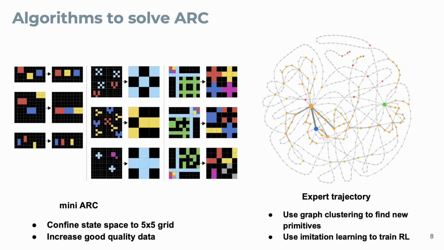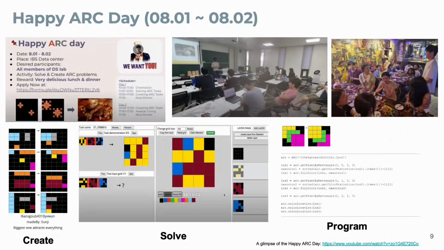We also needed expert trajectories so that we could use methods such as graph clustering to find new primitives. Currently, we are also thinking of using them for imitation learning to train an RL model. That is why we opened Happy ARC Day and gathered mini ARC and also some human trajectories.